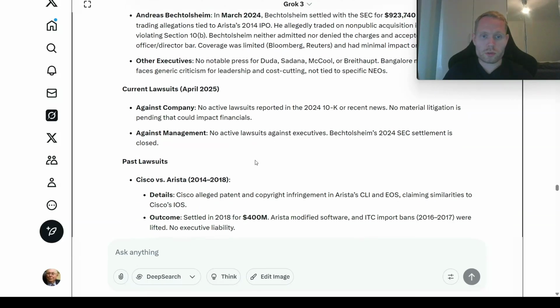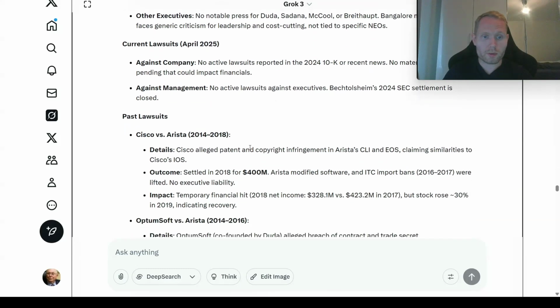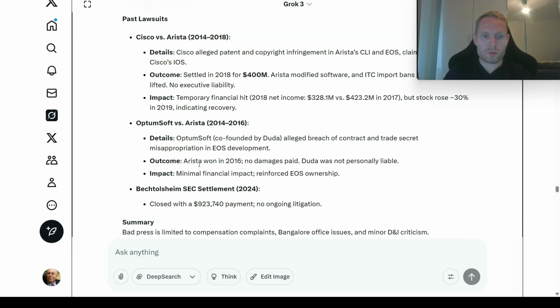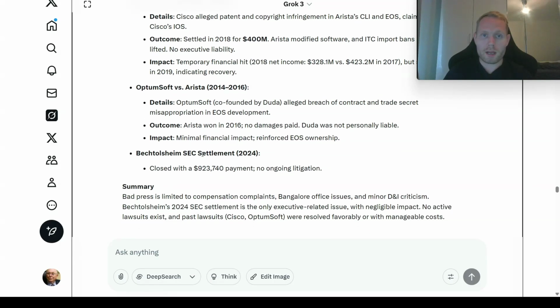Current lawsuits, there are no active lawsuits, but there are some past lawsuits which they settled in 2018 against Cisco for patent and copyright infringement. And then there was another lawsuit which Arista won in 2016, no damages paid. So a lot of information pulled together for us in a very short time.